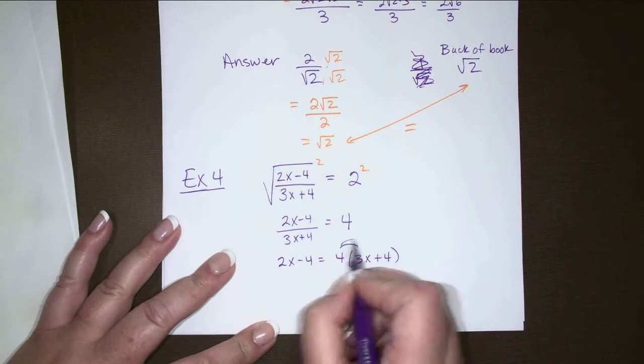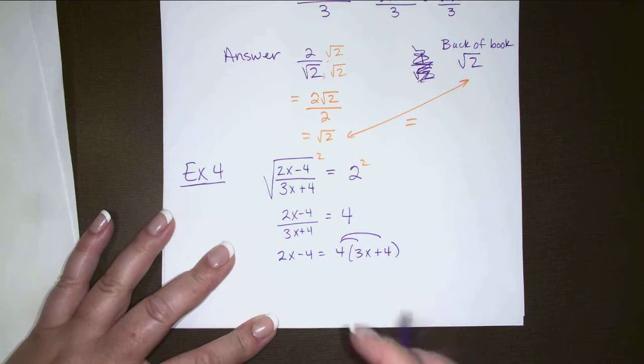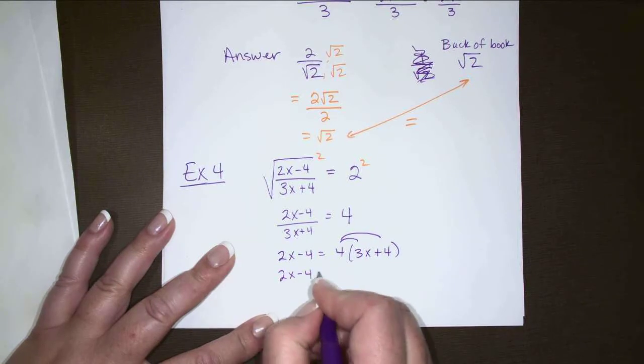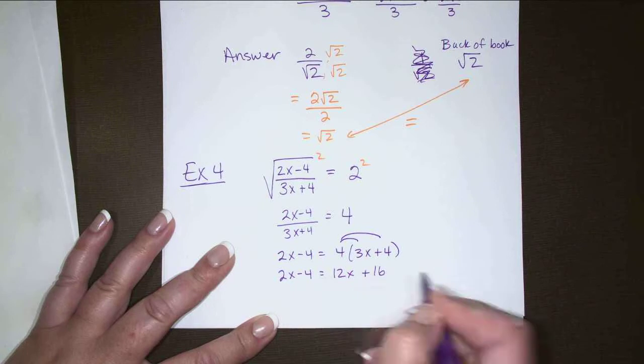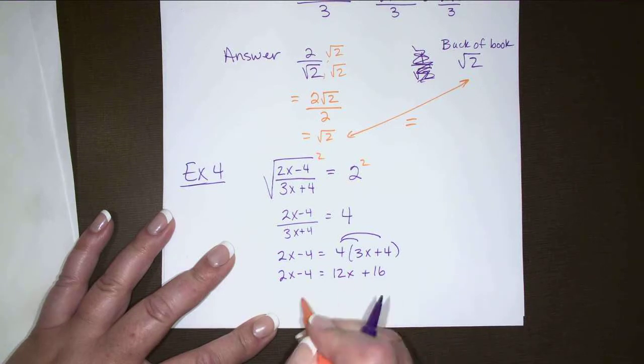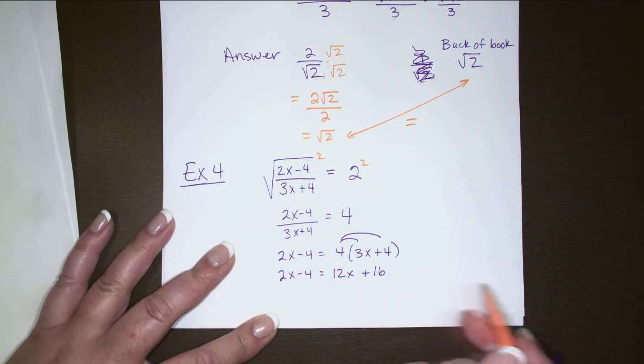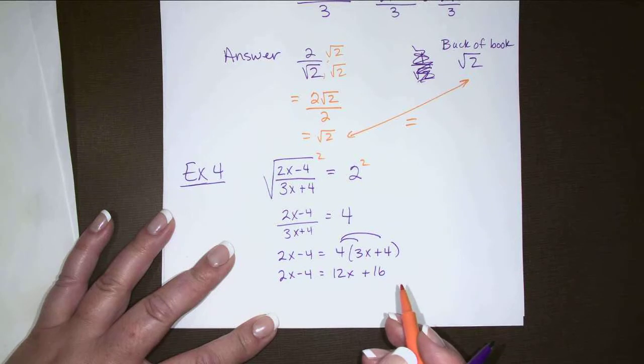So we're going to multiply this out before we rearrange. 4 times 3 is 12. 4 times 4 is 16. Now move things around. You can move the x's to the right so that you have positive x's. It doesn't matter.